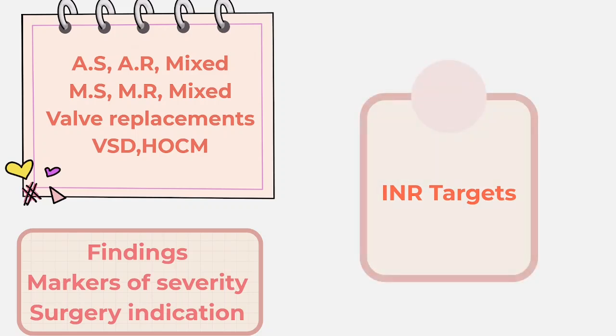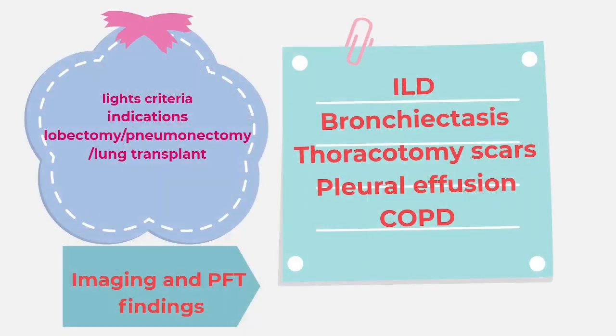On to the respiratory station: interstitial lung disease, bronchiectasis, pleural effusion, thoracotomy scars, and COPD. These are very high yield. The most common ones are ILD and bronchiectasis. You should be very fluent in presenting them, the examination findings, the investigations of choice, and the management.